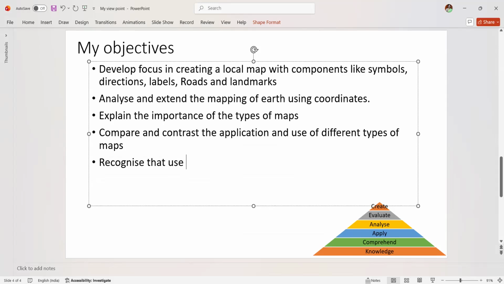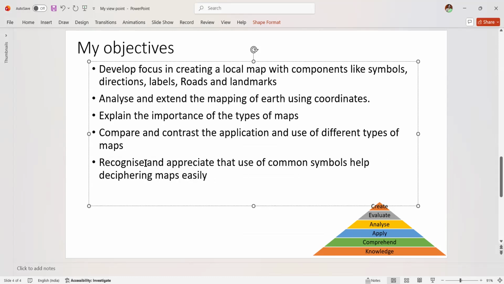Recognize that use of common symbols help deciphering maps easily. Recognize, you can also use appreciate, because we are going to help them recognize the symbols and appreciate the use of common symbols. Okay, so this becomes our next objective.